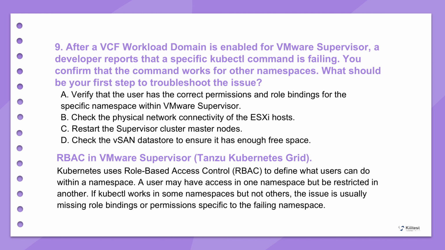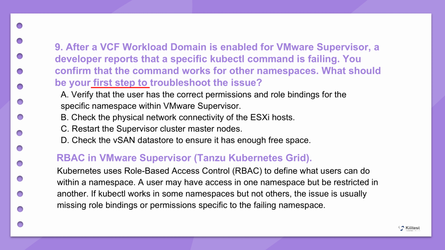Okay, that's a huge clue. Right, so what's the first thing to troubleshoot? The fact that it works for some namespaces but not others tells you it's almost certainly not a general cluster problem, not an API server issue, not a fundamental connectivity problem. It's specific to that one namespace. Exactly. Which points directly to permissions. Role-based access control, RBAC. Kubernetes RBAC.